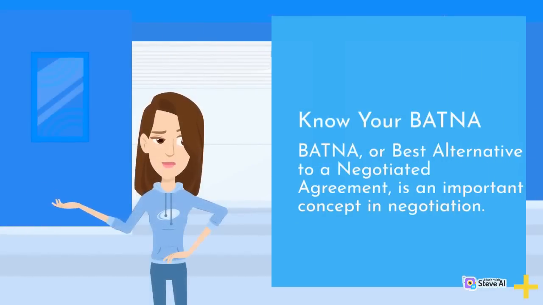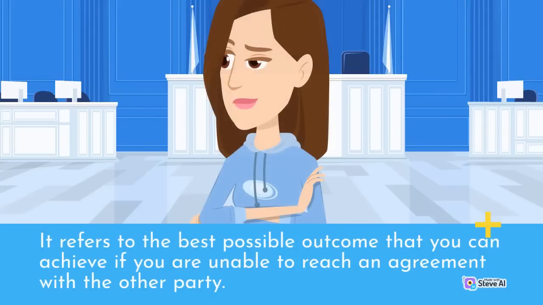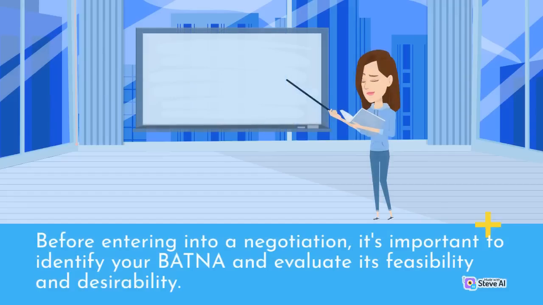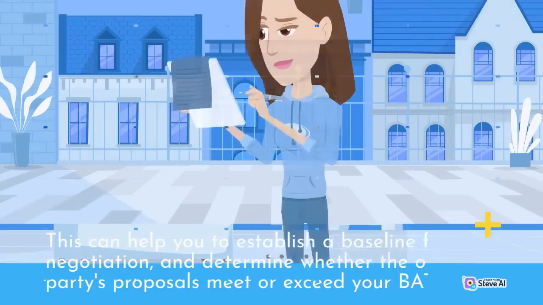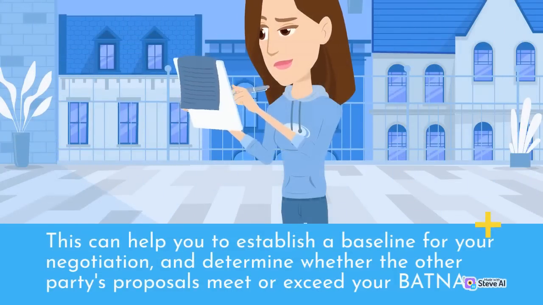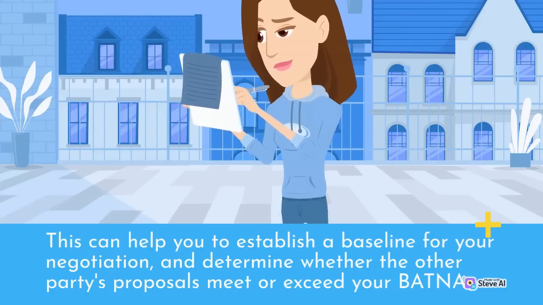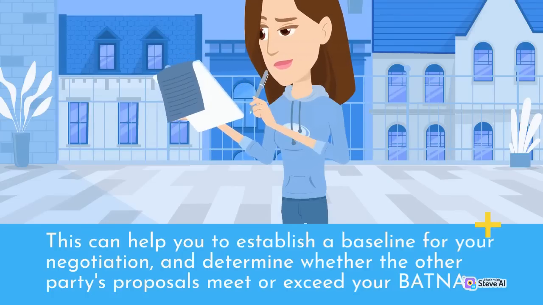Know your BATNA. BATNA, or best alternative to a negotiated agreement, is an important concept in negotiation. It refers to the best possible outcome that you can achieve if you are unable to reach an agreement with the other party. Before entering into a negotiation, it's important to identify your BATNA and evaluate its feasibility and desirability. This can help you to establish a baseline for your negotiation and determine whether the other party's proposals meet or exceed your BATNA.